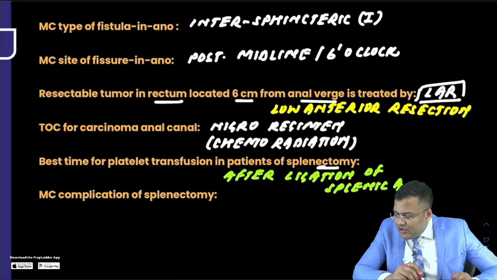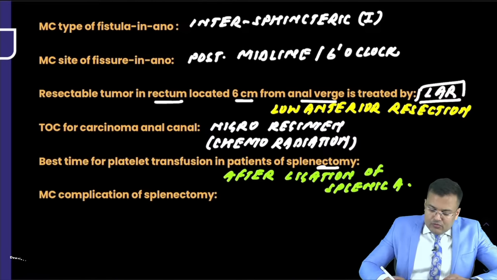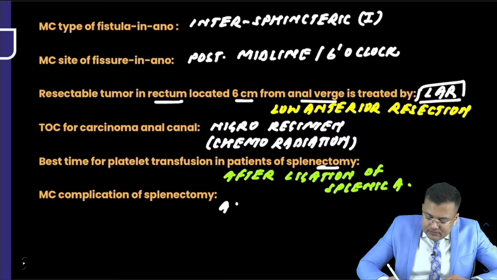What is the most common complication? It is not autopsy, guys. It is what? Atelectasis. So the most common complication of splenectomy is atelectasis.